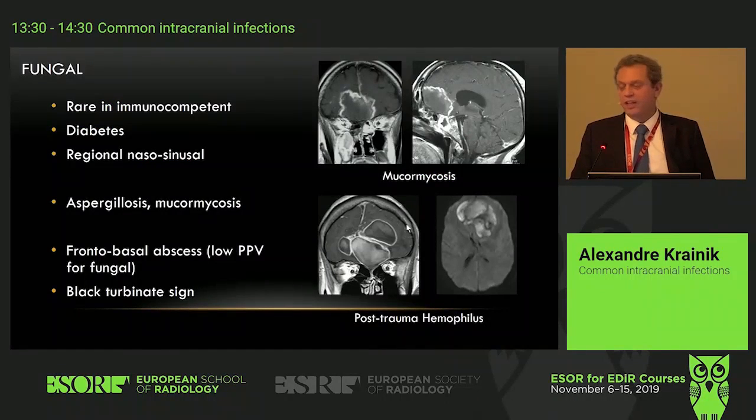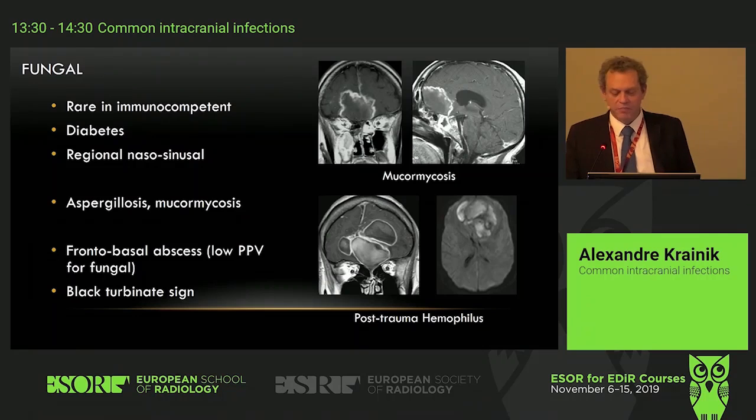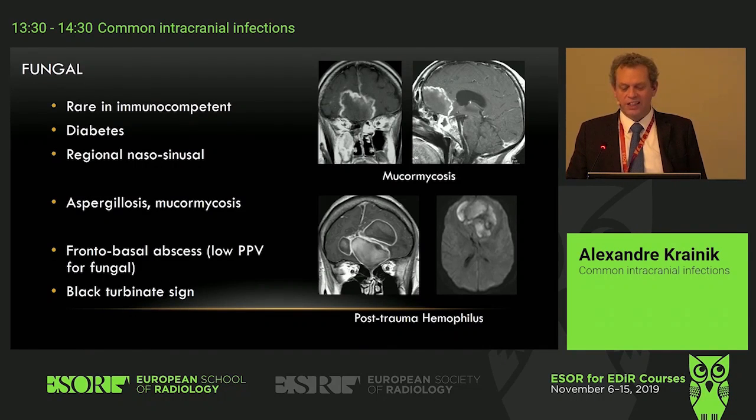And finally, fungal infections are extremely rare in patients with a normal immune system. Usually they take place after a sinusal or nasal-sinusal infection, and in this case it can be due to fungus like mucormycosis. Here, aspergillosis as well, but sometimes it can be very difficult to distinguish this involvement from another kind of infection. This was an infection after a trauma where you had a combined abscess and hemorrhage and so on. Then be aware that nasal-sinusal infection can be at risk of basal intracranial infection, and then it could be a fungus as well.